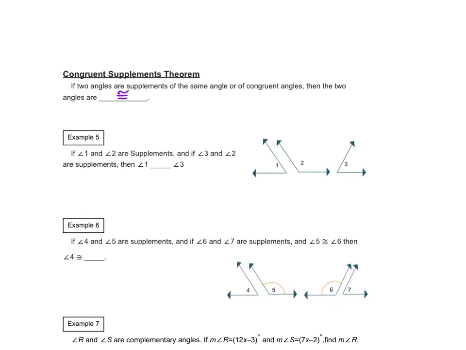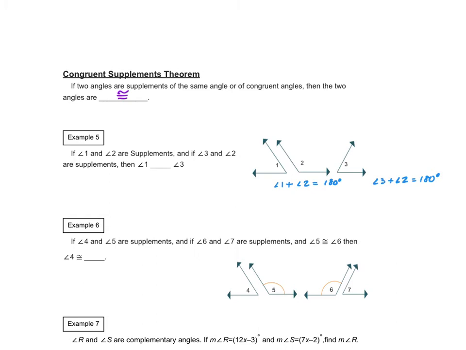So here we have, in that same reference, that if angle 1 and angle 2 are supplements, so angle 1 plus angle 2 equal 180, and then angle 3 plus angle 2 equal 180, then we know angle 1 and angle 2, or angle 1 and angle 3.